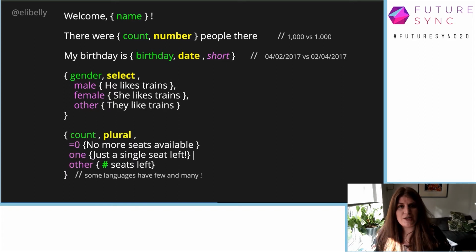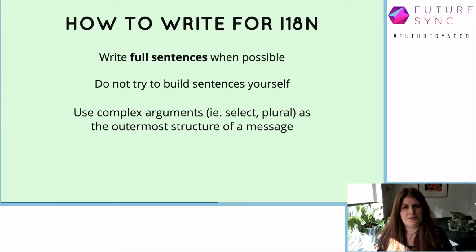And you can also do count. So like if you have an inbox and you have like, 3 messages, or you're checking out on a flight and you have seats, you can change the text based on like the number of things, and that's called a plural. Now, how do you write string resources to optimize for internationalization?